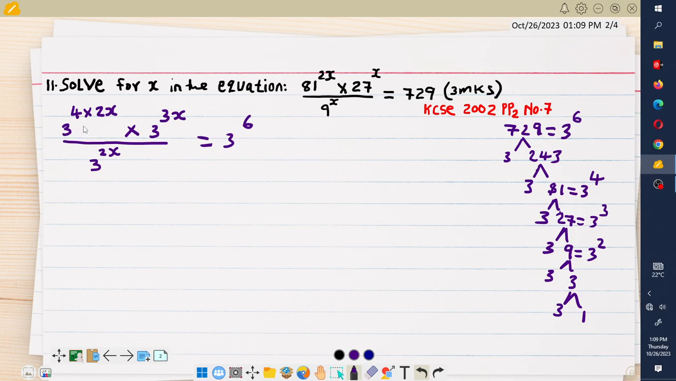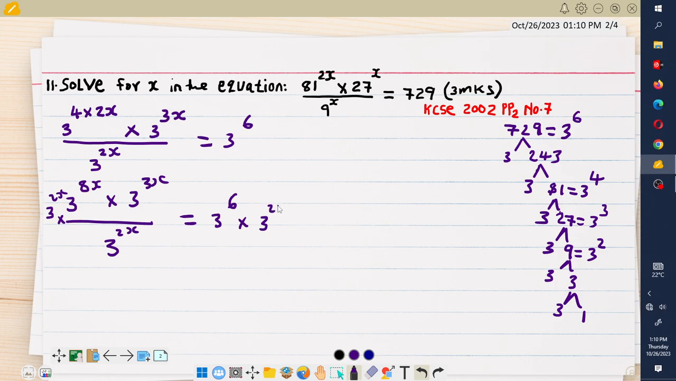Then if I apply the laws of indices, let me start by multiplying 4 by 2, which will give me 8x. So this is 3 to the power of 8x, multiplied by 3 to the power of 3x, divided by 3 to the power of 2x, and the whole of this is equal to 3 to the power of 6. So we have two ways in which we can deal with this. I can decide to multiply both sides by 3 to the power of 2x. The 3 power 2x on this side will cancel out, so I remain with 3 to the power of 8x multiplied by 3 to the power of 3x, equal to 3 to the power of 6 multiplied by 3 to the power of 2x.